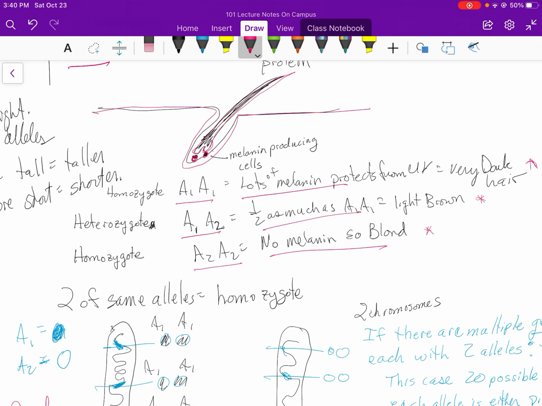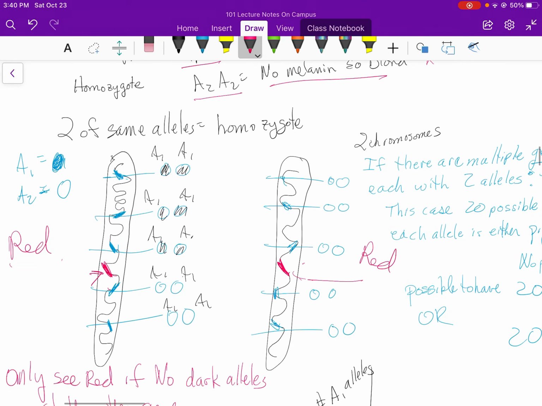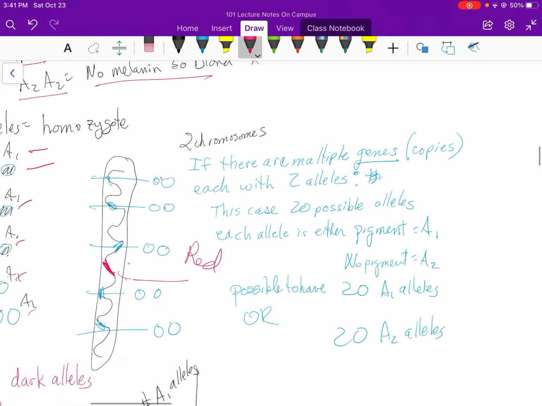Now, we can also imagine how this might carry across multiple different locations in the genome. So say you had 10 sites. I think I did this with 5 sites in class, where you had actually 5 locations on each of your chromosomes where you could have these alleles. And so what that means is that you have an opportunity to have as many as 2, 4, 6, 8, 10, 12, 14, 16, 18. You could have up to 20 melanin producing cells.